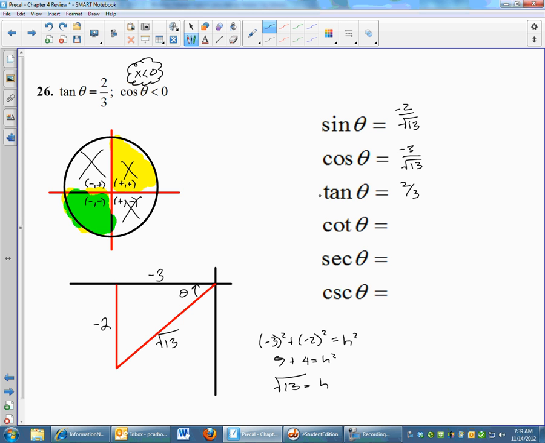And then we start flipping. Flip tangent to get cotangent, so that'd be 3/2. Flip cosine to get secant, so that'll be root 13 over -3. And flip sine to get cosecant, which is root 13 over -2. And I think that does it for this section.